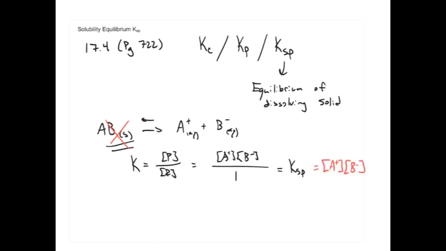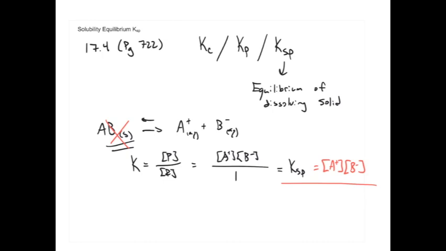So to clean it up, Ksp is equal to the concentration of the A ions times the concentration of the B ions over 1, or just that's it. And don't forget, if either of these products have a stoichiometric coefficient in front of them, then that's going to be expressed as an exponent in the equilibrium expression.